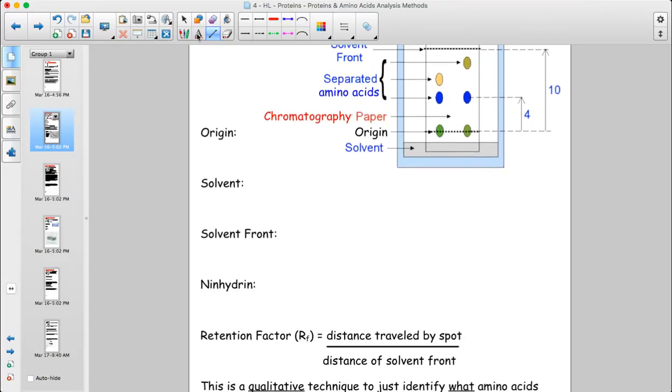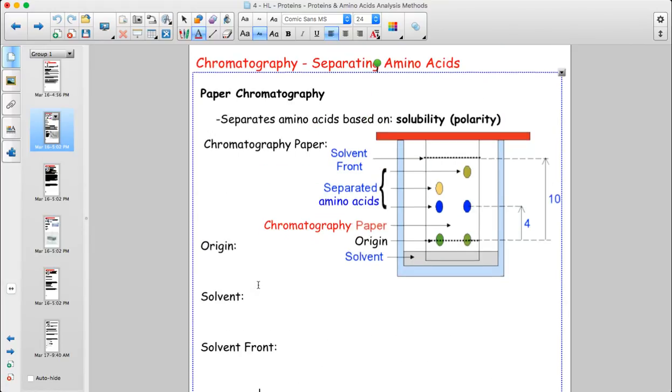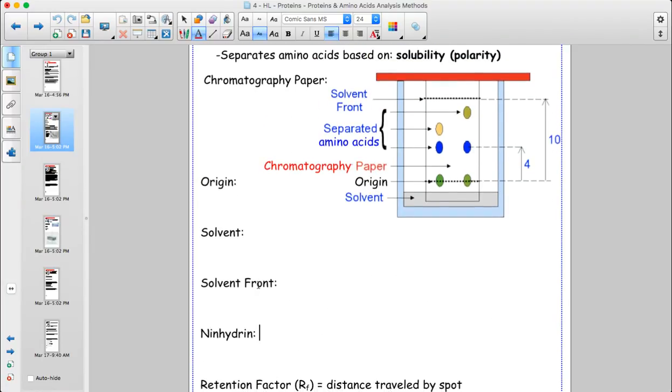The dye that you're going to use in both electrophoresis and in paper chromatography, the two techniques you need to know, is called Ninhydrin. You do need to know it by name. I have a very dumb saying, as you would probably expect at this point. There's no hiding from Ninhydrin.